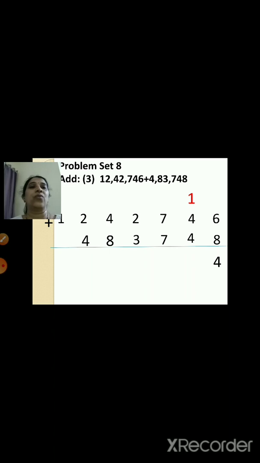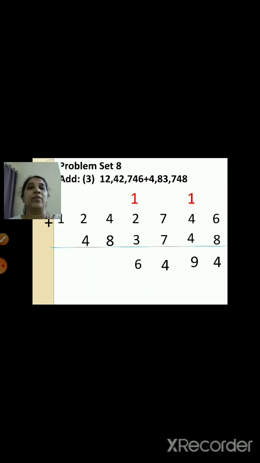So 1 plus 4 is 5 and 5 plus 4 is 9. So 9 will come in the tens place. Then in the hundreds place it is 7 plus 7. So 14. So 4 you will write in the hundreds place and 1 you will carry over in the thousands place. So 1 plus 2 is 3 and 3 plus 3 is 6.